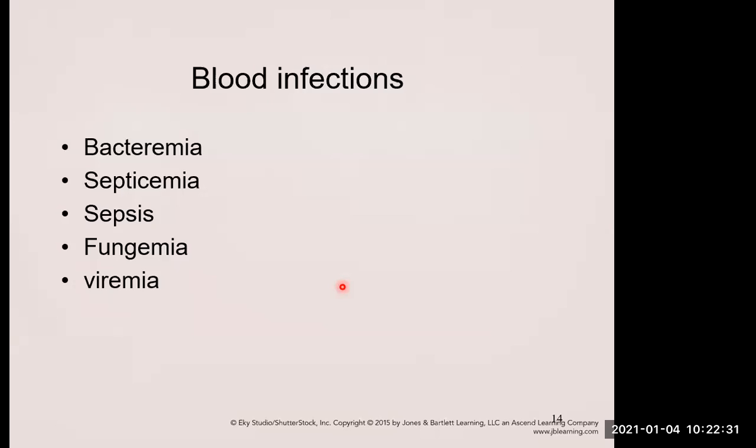You've probably heard of people being in septic shock. That's where you have an enormous blood infection and your body is trying to fight it, but it's everywhere, so you go into some sort of shock. And then just based on the words, you should be able to see that fungemia and viremia are fungal and viral blood infections, respectively.